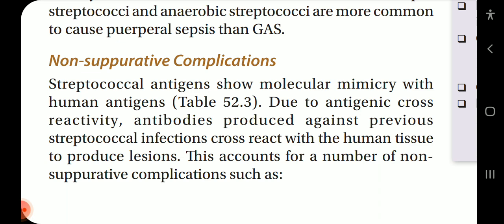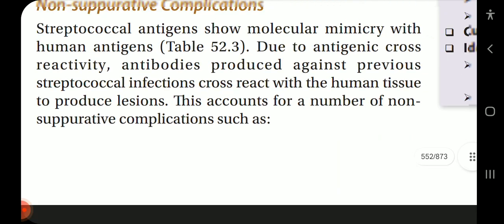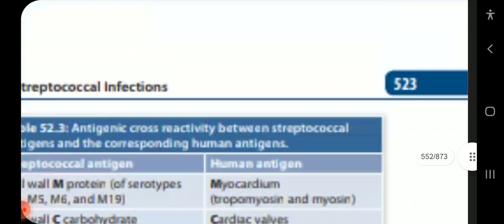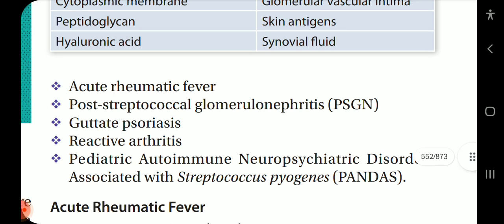Non-suppurative complications. Streptococcal antigens show molecular mimicry with human antigens due to antigenic cross-reactivity. Antibodies produced against previous streptococcal infections cross-react with human tissue to produce lesions. This accounts for a number of non-suppurative complications such as acute rheumatic fever, post-streptococcal glomerulonephritis (PSGN), guttate psoriasis, reactive arthritis, and pediatric autoimmune neuropsychiatric disorders associated with Streptococcus pyogenes, called PANDAS.